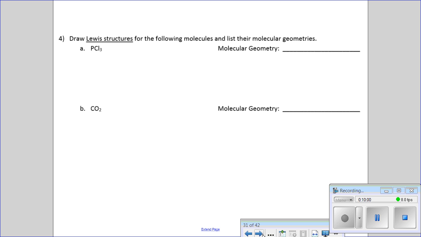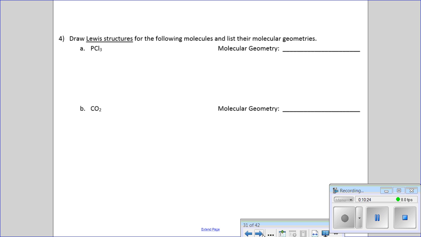All right, so now we're going to get into drawing Lewis structures for molecules. And molecules, remember, are covalently bonded atoms, and they only involve nonmetals. So we're going to draw the Lewis structure for the molecules, and then based off the Lewis structure, we're going to assign their geometries, their shapes.